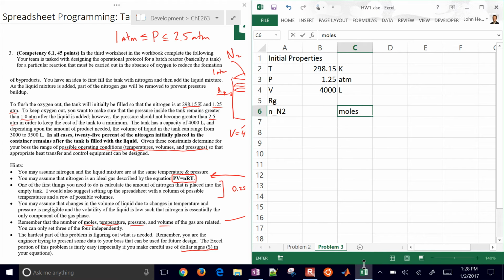Okay, and that's going to be in moles. So I need to get the ideal gas constant, because if I have PV equals nRT, I know n equals P times V divided by RT. So I need to find R, and I'll try to find an R value that's in these units right there.